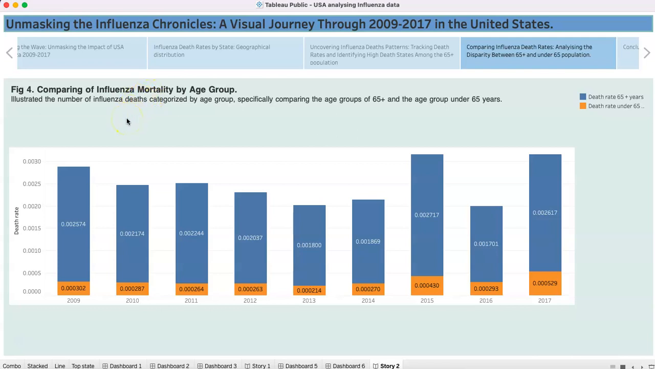As you can see, the death rate for individuals 65 years and above is consistently higher than the death rate for individuals under 65 years, in all years. For example, in 2009, the death rate of individuals 65 and above was higher, with a rate of 0.002574, where the death rate for individuals under 65 that year was lower, with a rate of 0.000302. Similarly, in 2017, the death rate for individuals 65 and above was higher, with a rate of 0.002617, while the death rate for individuals under 65 was low, with a rate of 0.000529.